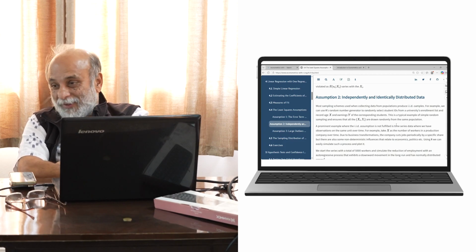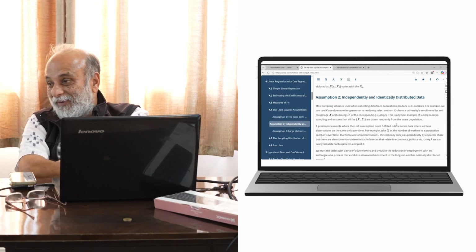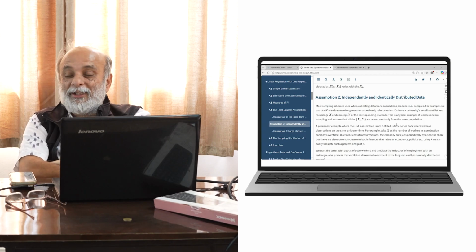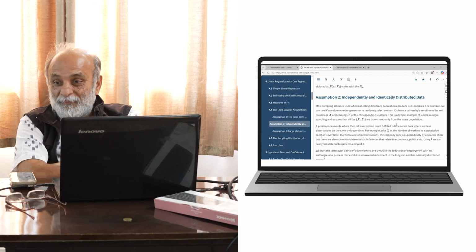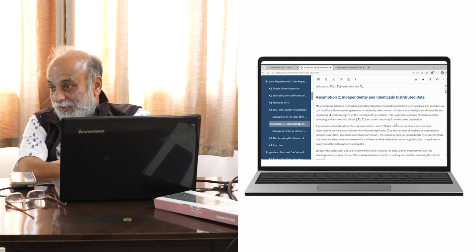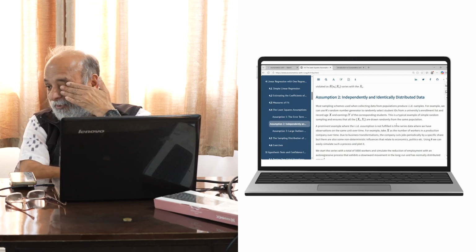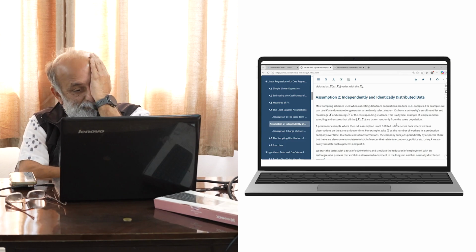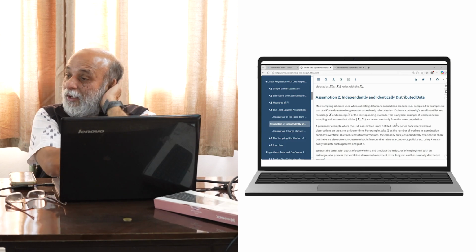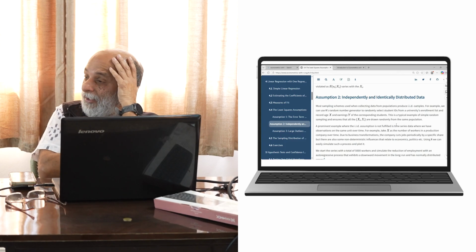But so there are those effects. So data might not be independently distributed. But the assumption is that there are no Veblen type of people here. And that's a problem.